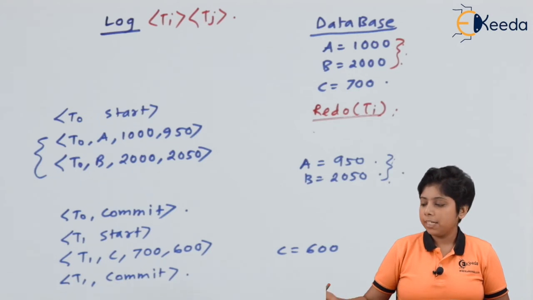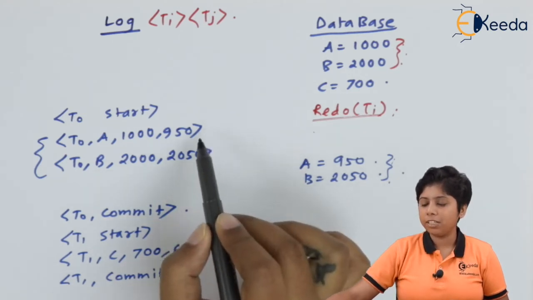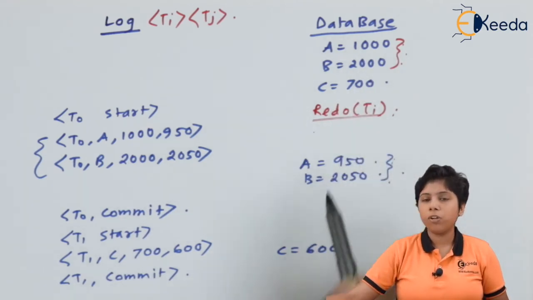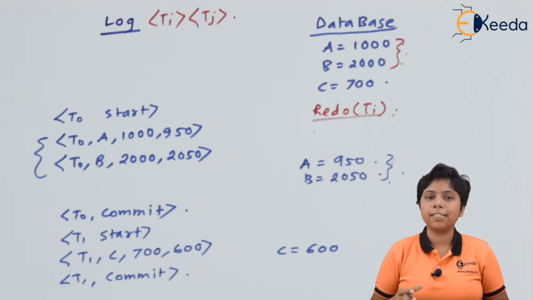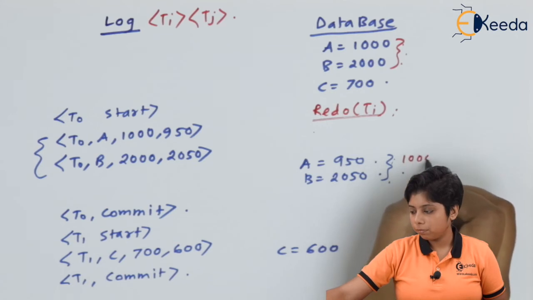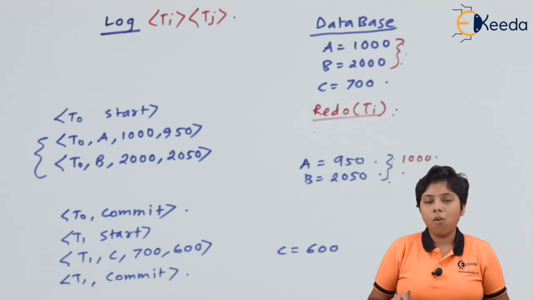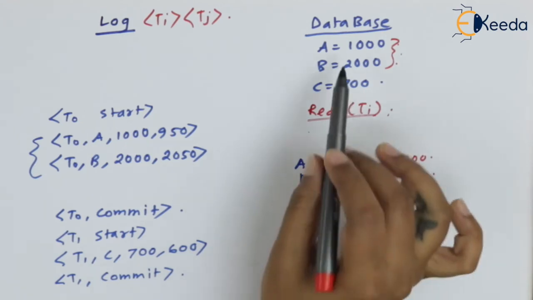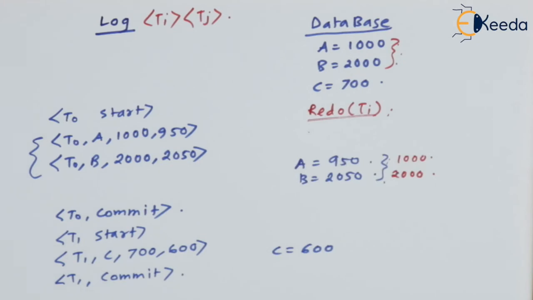Now what happens, say the first one is having this write A as A minus 50. So the first one will have 950, which will be redone, that is equal to 1000. Now what will B have? It was plus 50, so it will be deducted with 50, that leads to 2000. Now we can see that we have reached the original database values.